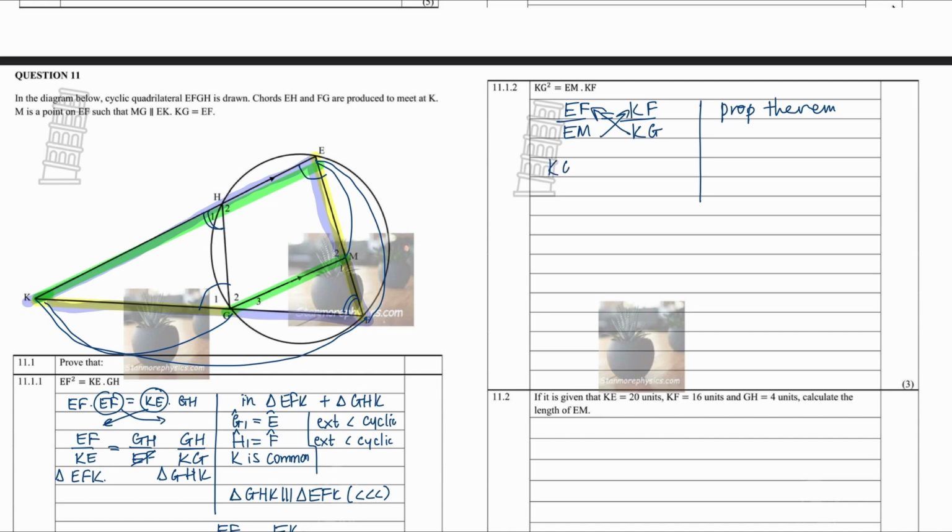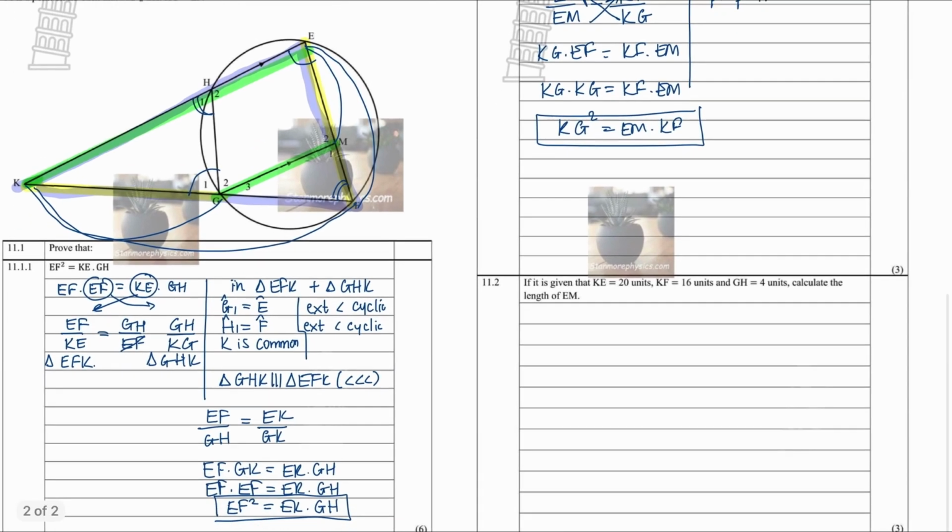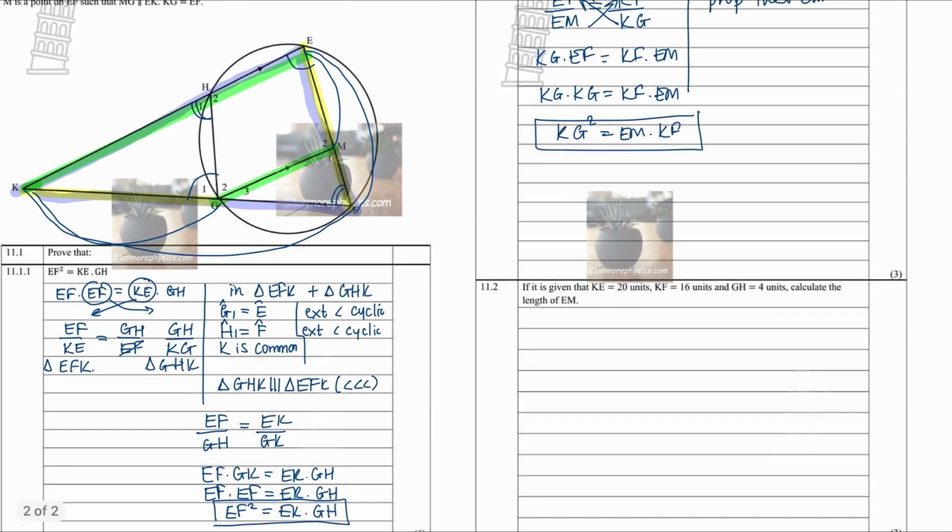I'm going to get KG times EF is equal to KF times EM. But again, we know that KG is equal to EF. So KG times KG is equal to KF multiplied by EM. Now we can get our concluding statement, KG squared is equal to EM multiplied by KF. And we have proven it. Okay, now let's move on to the last question here.